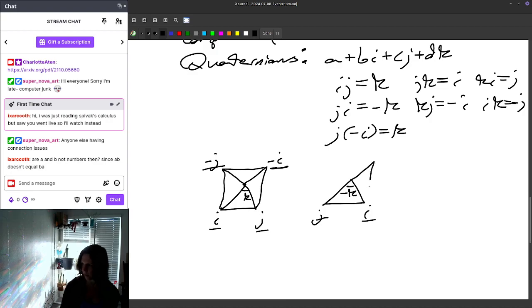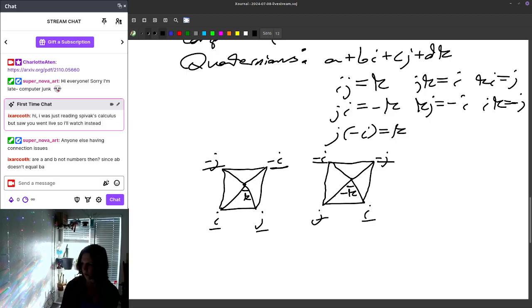But that's the same as if we did i times minus j. And similarly, if you go around, minus j times minus i, and finally minus i times j, that would give you minus k too. So you get these two square sheets, which aren't the same because one has minus k in the middle and the other one has positive k in the middle.